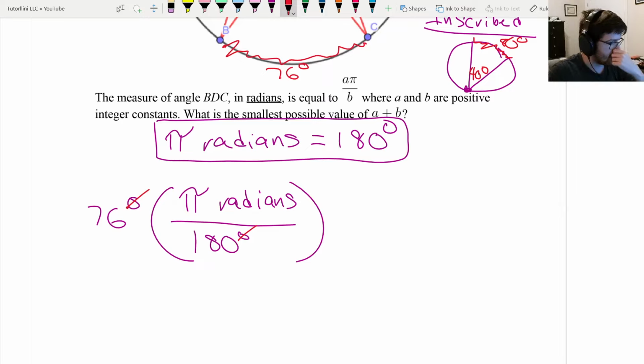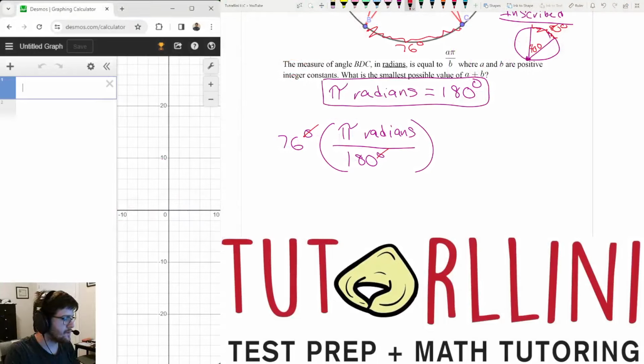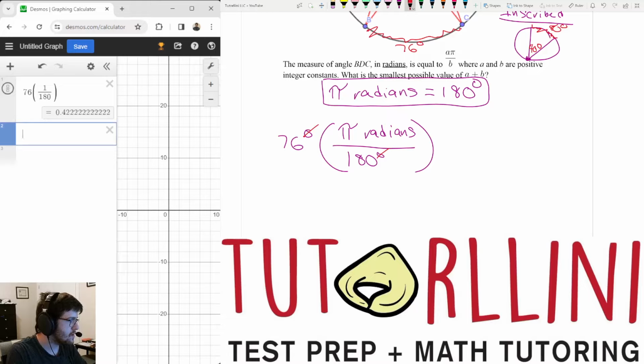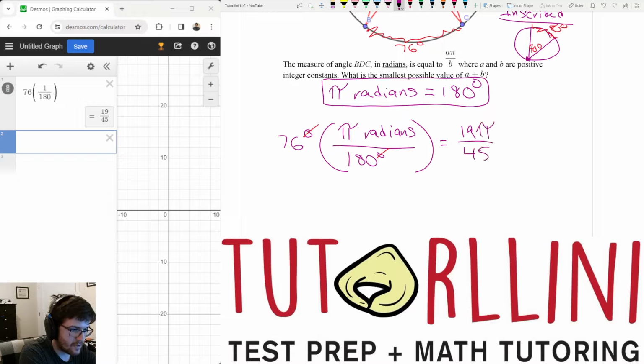Now you can get out a scientific calculator and type this in, or you can use Desmos and ignore the pi, just remembering to put the pi at the end. Since we already used the scientific calculator, I'll do that. So, 76. Okay, it's telling me 19 over 45, but remember I didn't put the pi. So in our answer, we're going to put 19 pi over 45 radians.